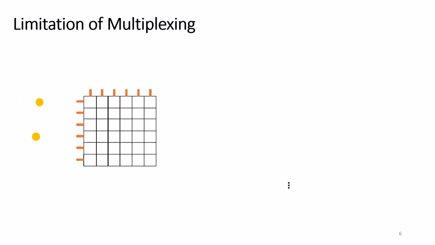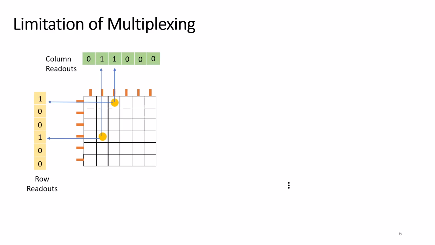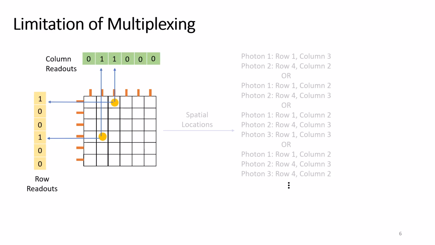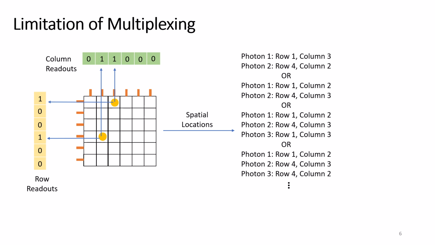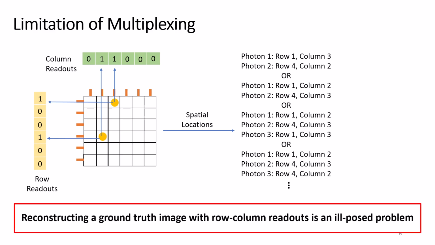However, when multiple photons are incident on the array at different rows and different columns within the period of a single readout, their spatial locations are ambiguous. For instance, if rows 1 and 4 fire and columns 2 and 3 fire, the readouts can be mapped to any of the spatial locations shown arising from detecting 2, 3, or 4 photons. Note that saturation results in multiple photons detected at a pixel being indistinguishable from a single photon detected at the same pixel. Thus, signal reconstruction from row column readouts is an ill-posed problem.